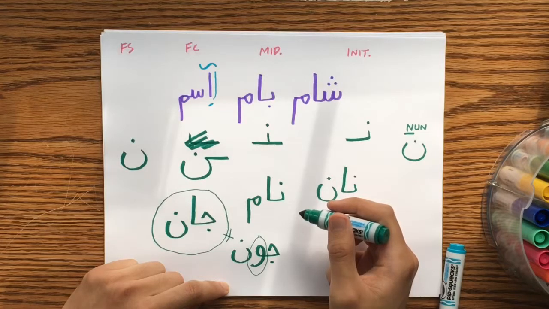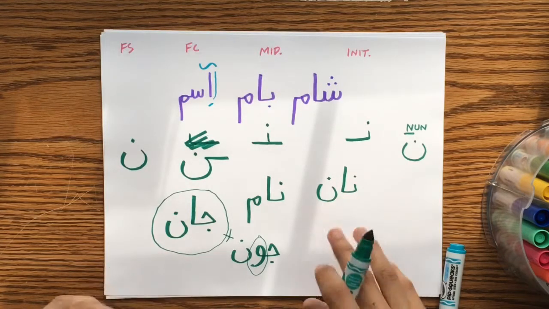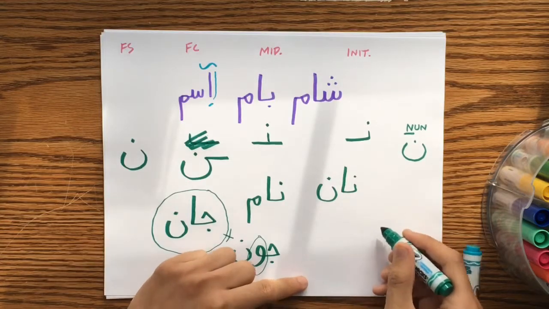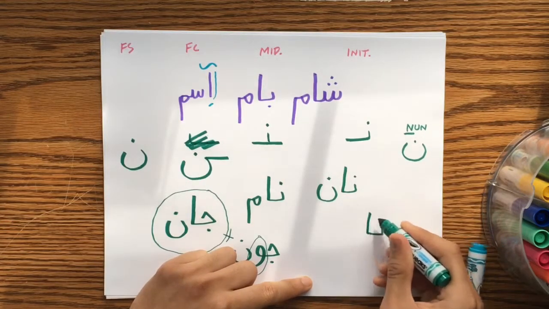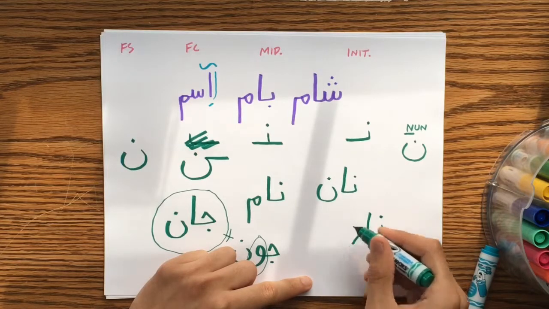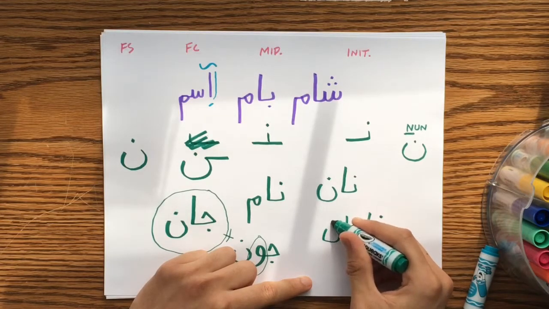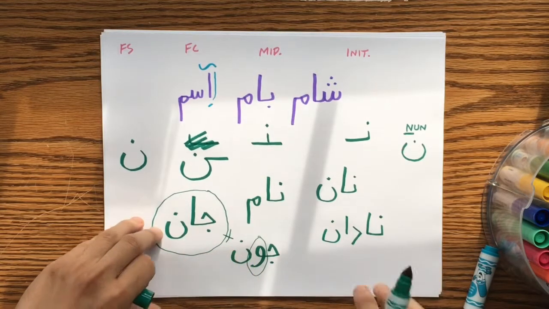All right. What else? Right. You can write the word nadan, which is the adjective for stupid. And yeah.